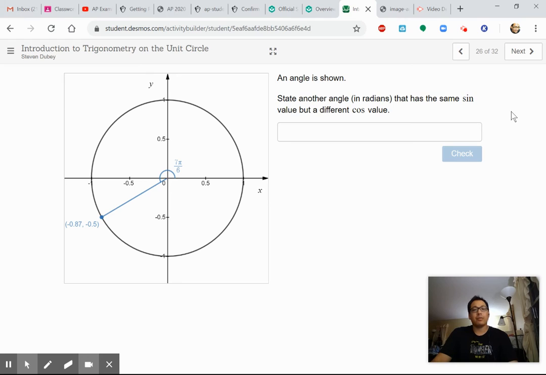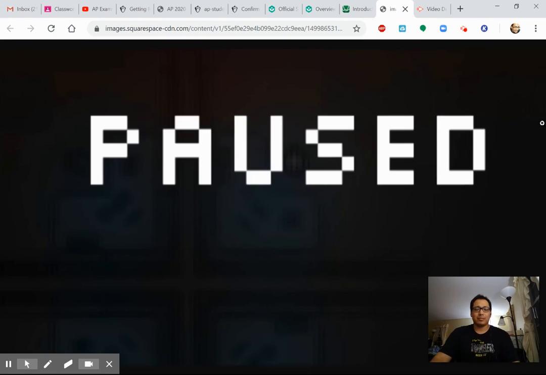Okay, here's one I want you to try out on your own. I know, this is tricky, this is hard. State another angle in radians that has the same sine but a different cosine. Same thing, same sine but different cosine value. Can you find another angle that would match this one, 7/6 pi, 7 pi over 6? Try it on your own. I might help you out with this one after.